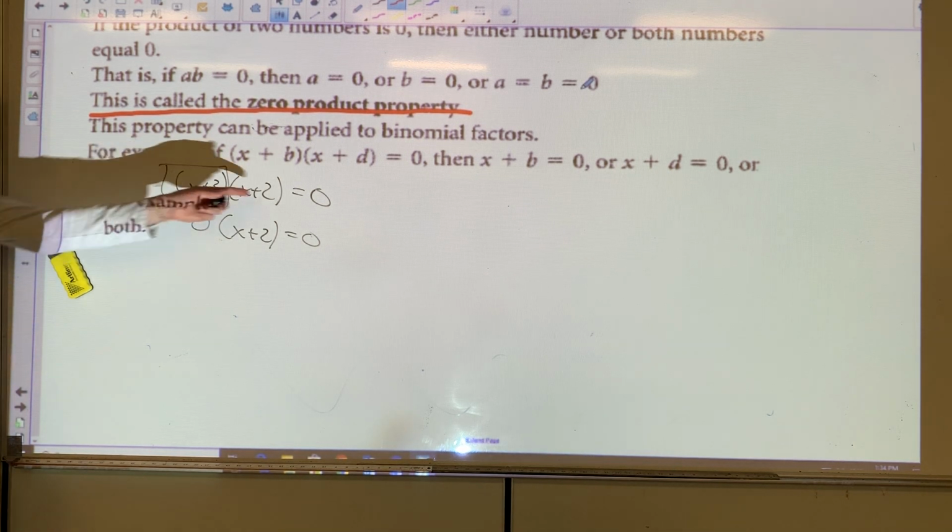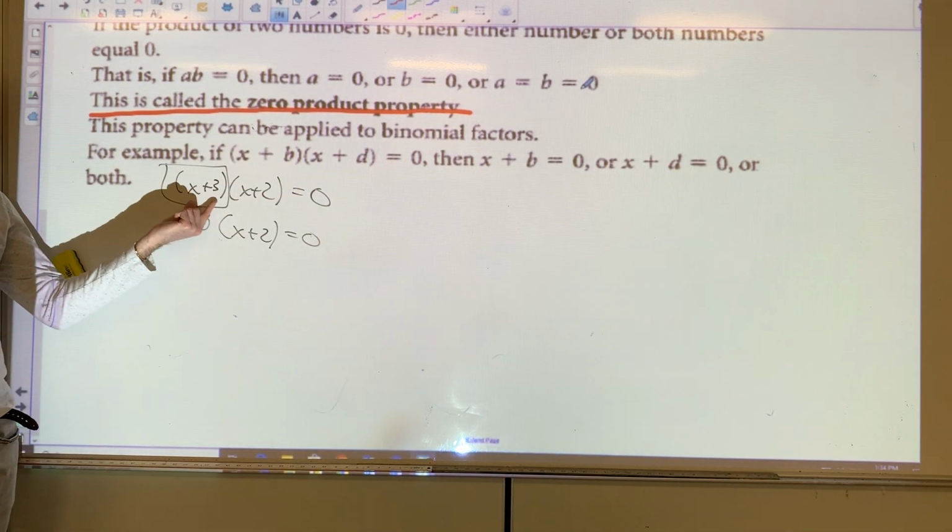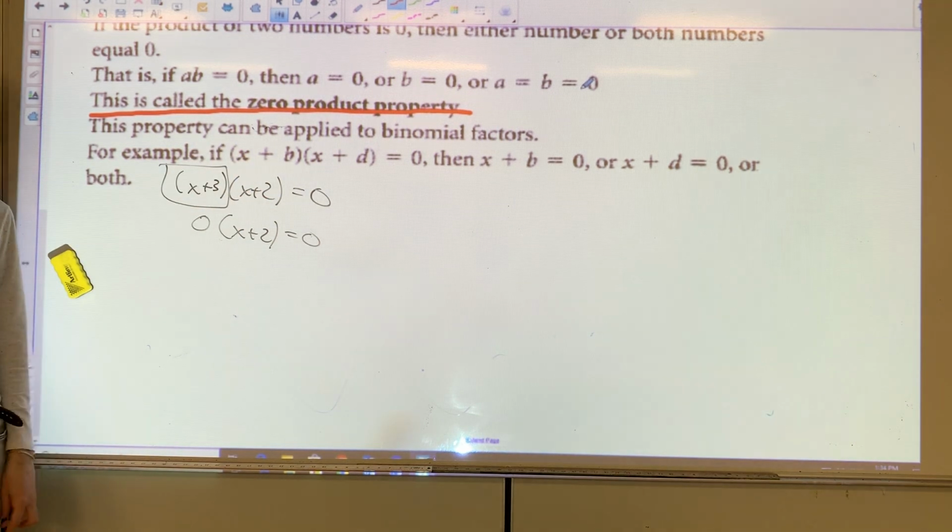Yeah, that's what the zero product property says. It's like, look, you got these binomials equal to 0. If even one of them is 0, the whole statement's 0.